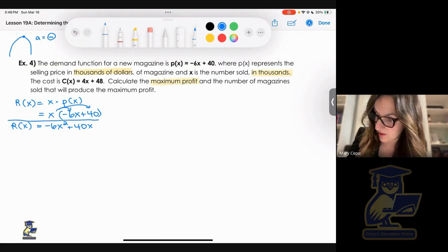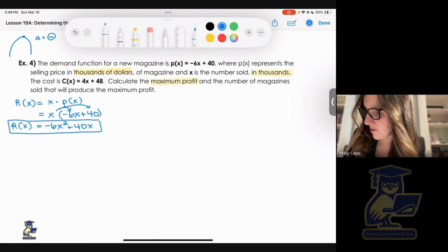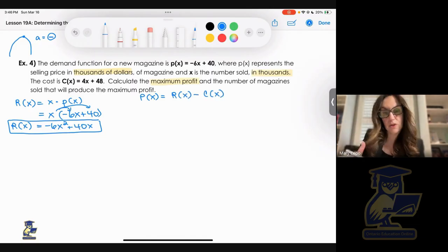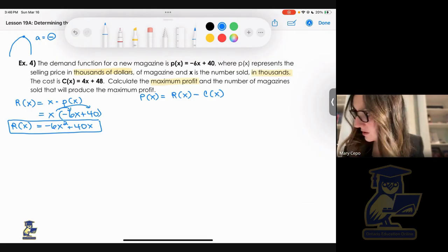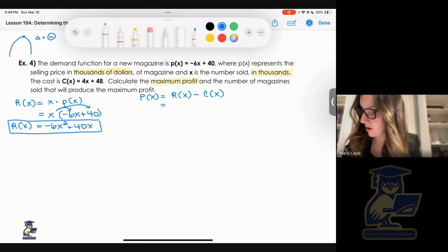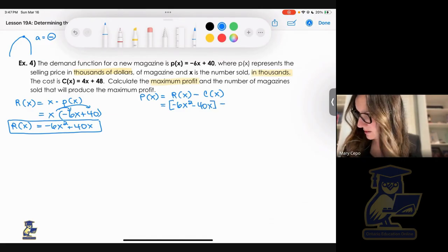Now, the profit function: we want to make maximum profit, so we're going to take the revenue function minus the cost function, which makes sense. How much money you generate, however, you have to deduct the cost it takes to make that product. So R at x we know is negative 6x squared plus 40x, minus C at x, which is 4x plus 48.